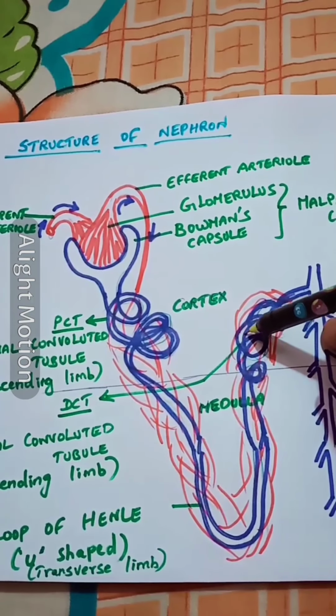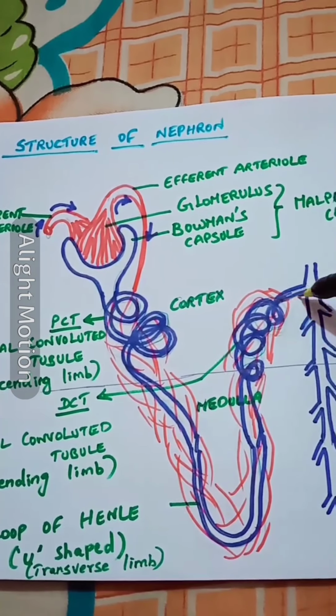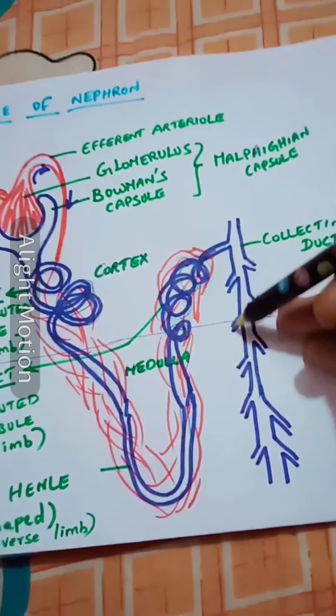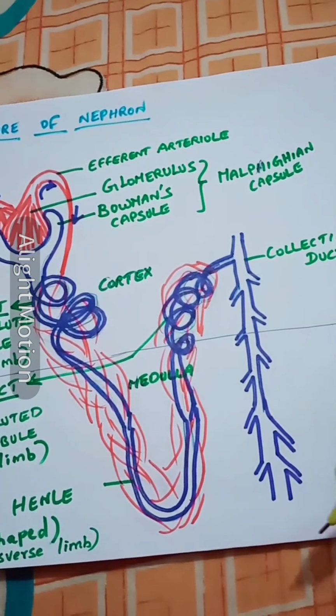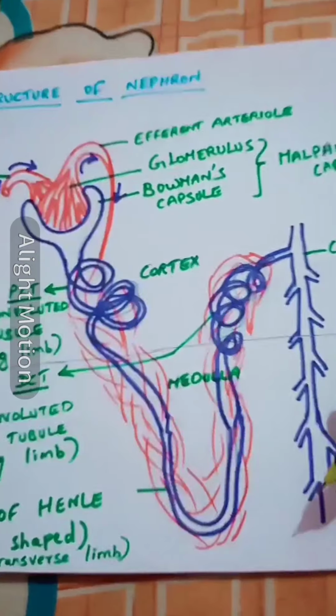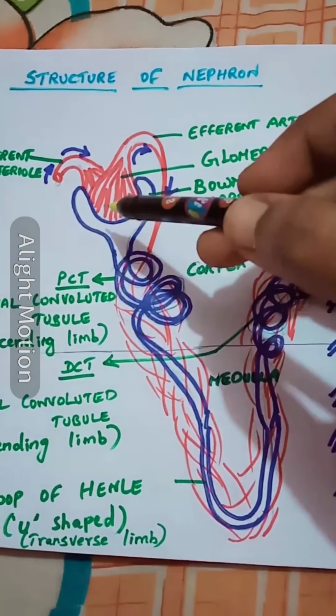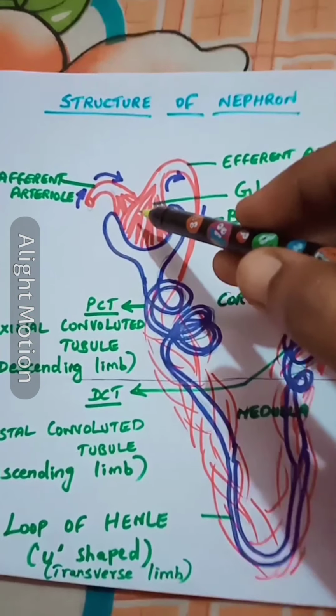Then after reabsorption only, the urine will be sent to the collecting duct, and it enters the ureter, is stored in the urinary bladder, and is expelled outside through the urethra. See, now I have explained it clearly. If you have any doubt, you can ask me.